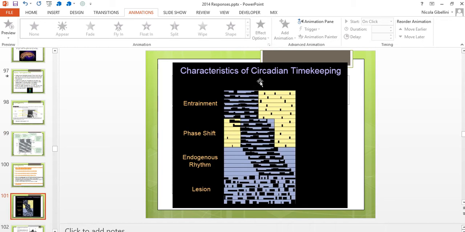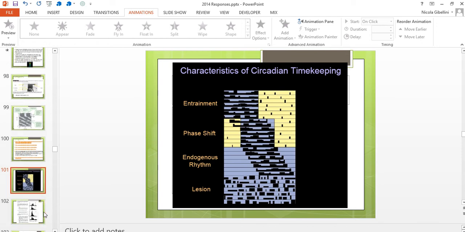Here's another picture showing the same thing. Here it's being entrained. Here you can see a phase shift: the cycle used to start here, but all of a sudden it's moved to here. Here you can see an endogenous rhythm. Endogenous rhythms tend to have this angle on them because every day they're a little bit later, so it slowly moves through. This is a lesion. I think they actually did an experiment on a rat and did something to its hypothalamus, so it no longer has any rhythm whatsoever.